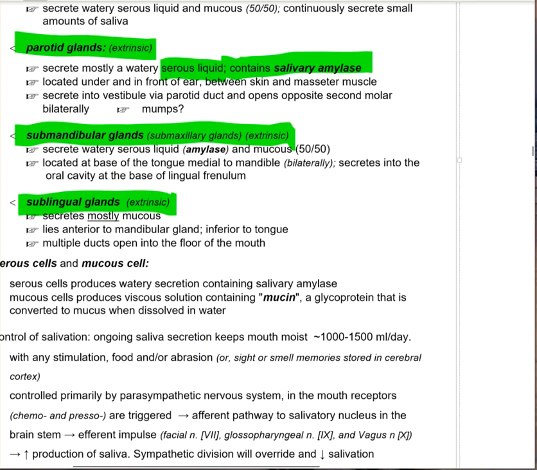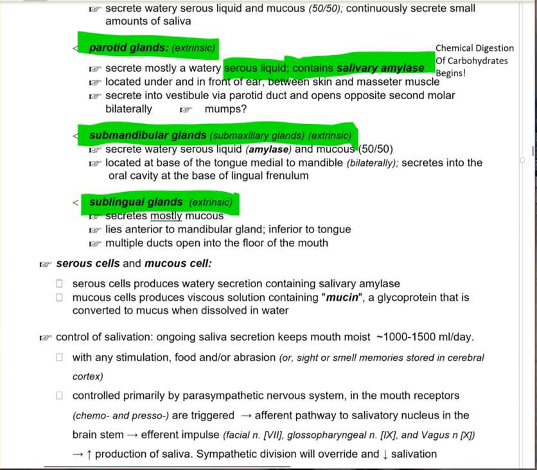And so I'm going to actually write over here. This is where chemical digestion of carbohydrates begins. Right here, right at this very first spot, due to the salivary amylase.